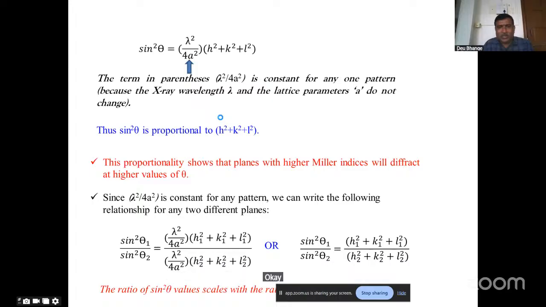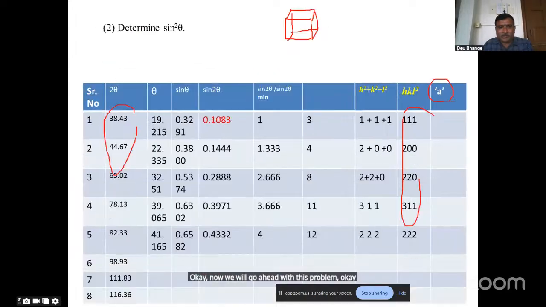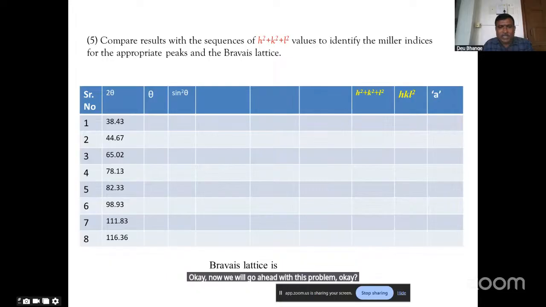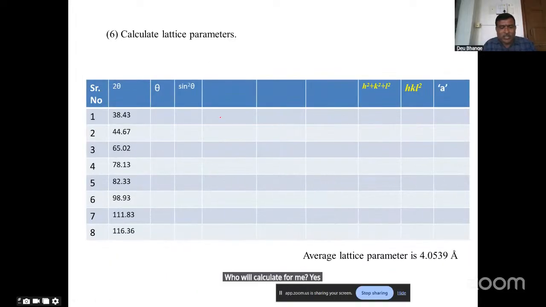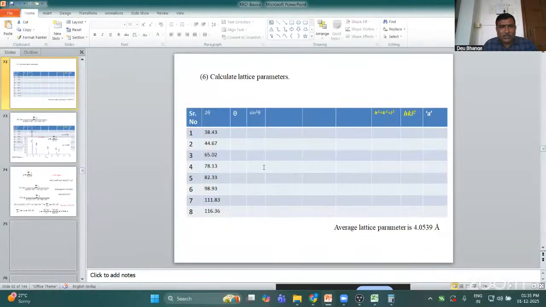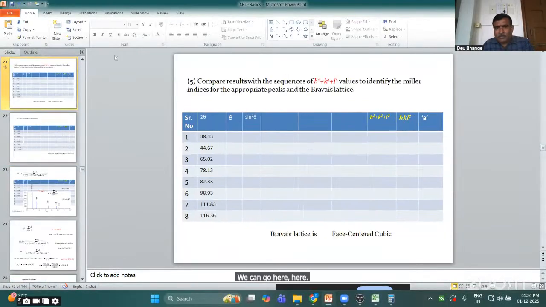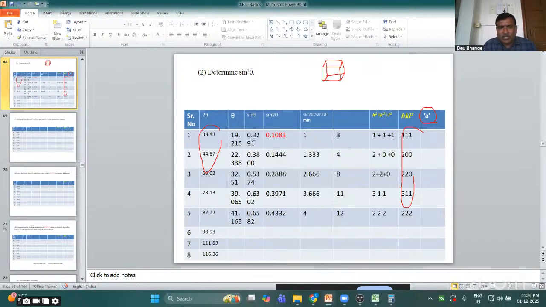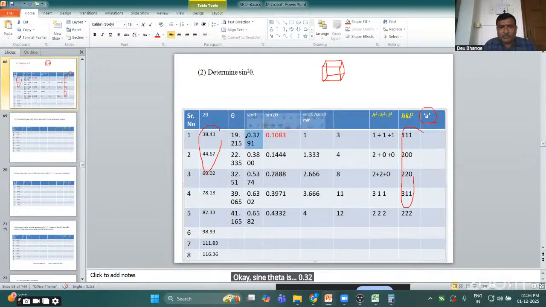Okay, now we will go ahead with this problem. Who will calculate for me? Yes, D spacing. How to calculate it? We can go here. Sin theta is 0.3291. Theta is something like this. n lambda is equal to 2d sin theta. So I will write it here.